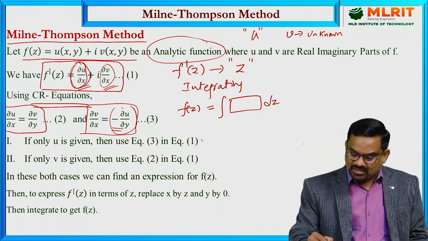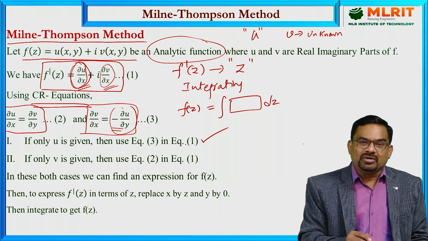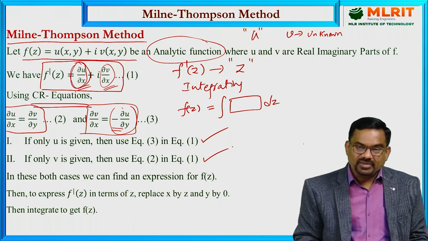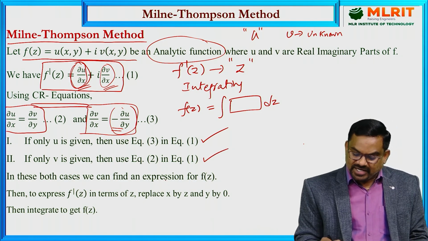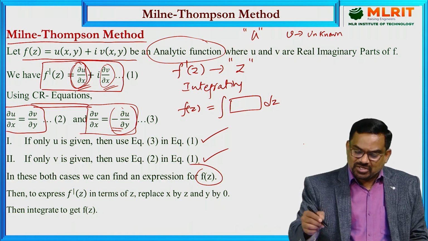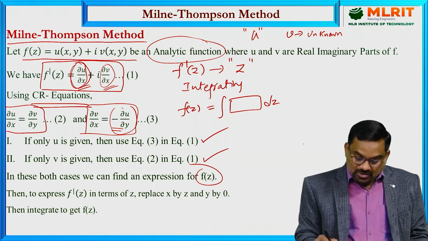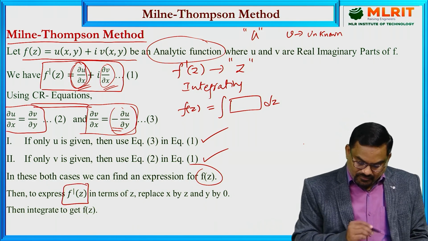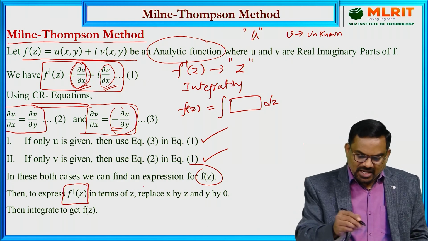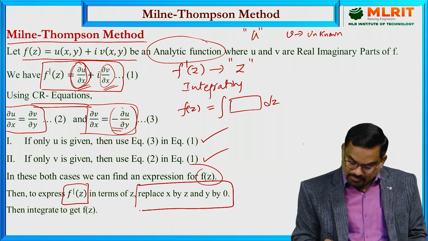That's what is given here. If only u is given, then use equation 3 in equation 1, or if only v is given, then use equation 2 in 1. In both cases, we can find an expression for f dash z, and if this expression is in terms of z, then by integrating we can find f of z. So that means f dash z must be in terms of z. This is the main point of the Milne Thompson method.